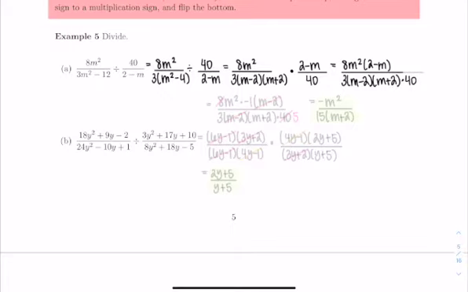Let's see what we can simplify. I could rewrite 2 minus m with my negative 1 out front, so I can cancel some stuff in the denominator. So I'm just going to write 8m squared times negative 1 times m minus 2, all over our denominator.